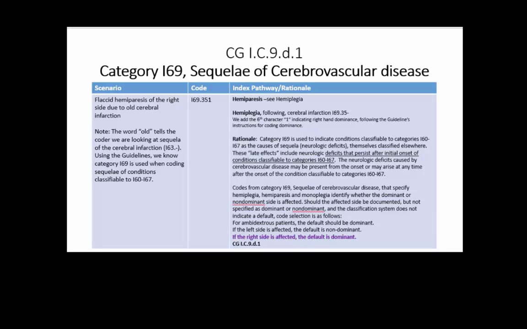You also notice at the bottom of the guidelines we talk about how you choose that sixth character, which indicates dominance. When the scenario or the medical documentation does not tell us which hand is dominant, then we're going to use this guideline here that tells us if the right side is affected, the default is dominant. So we're going to claim that it is the right side dominant for this patient with right side hemiparesis.